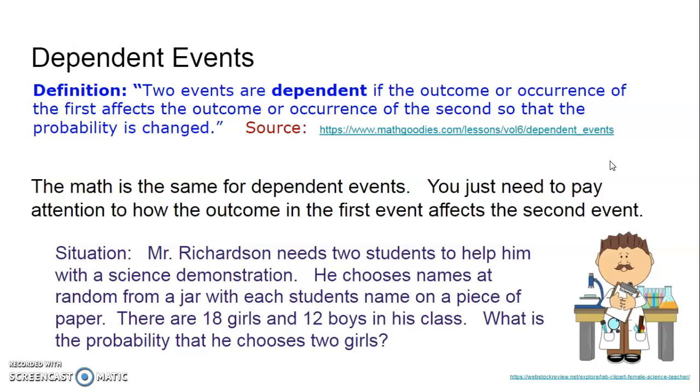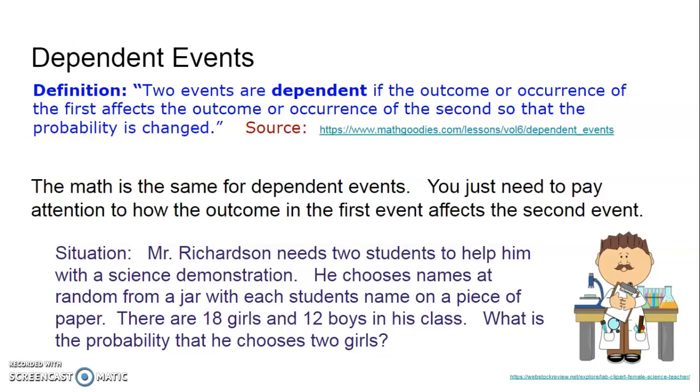So now let's move on to dependent events. And I took this definition from the Math Goodies website, which I'm going to cite at the end because I used this site for this particular video as well. So the definition of dependent events: 2 events are dependent if the outcome or occurrence of the first affects the outcome or occurrence of the second so that the probability is changed. And you can see I wrote here the math is the same for dependent events. You just need to pay attention to how the outcome in the first event affects the second event.